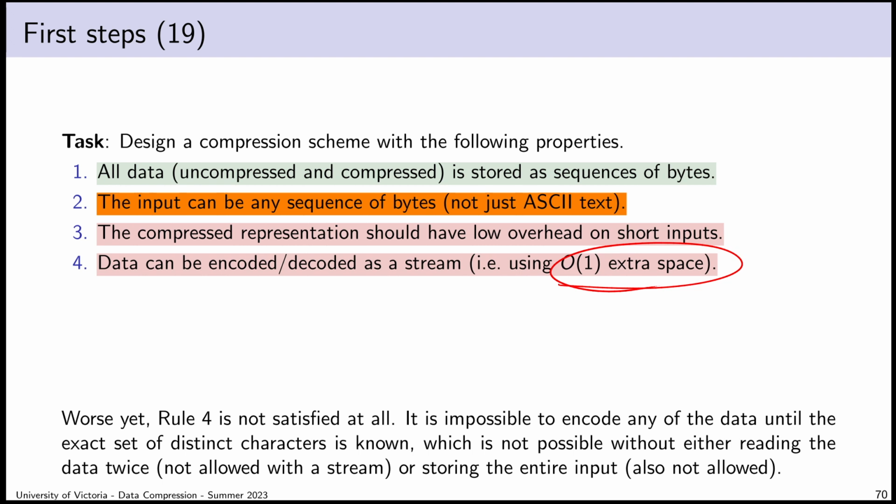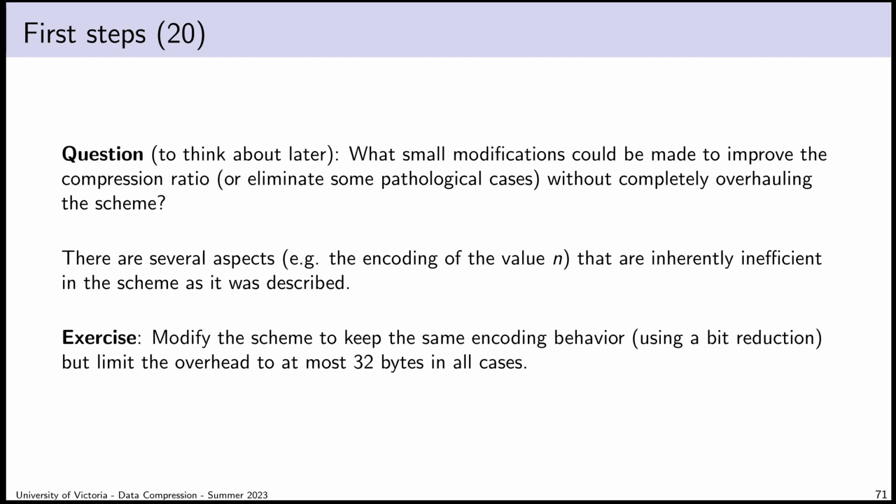To know how many distinct characters there are, the compressor has to see the entire input. If the input is a stream, the compressor has to store the entire input, or else it's going to lose it, because it can't go back and read it again. And that means that rule number 4 is just not satisfied. So we developed a real compression scheme, and it does achieve compression, but it's not even able to satisfy the constraints that we wrote for it during this lecture.